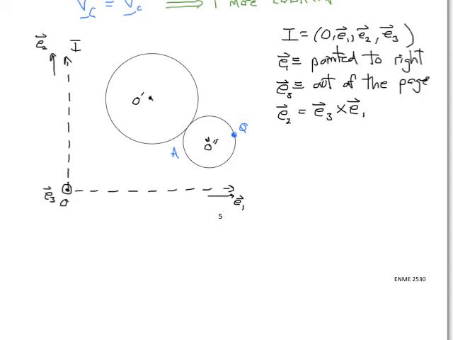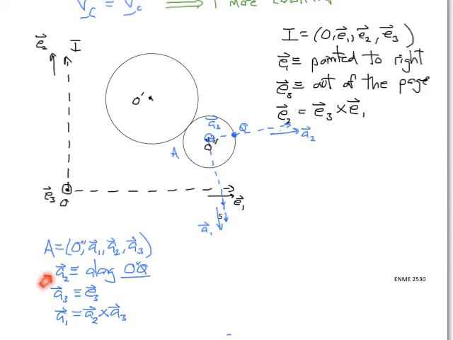Attach a reference frame, and the reference frame is going to have an origin of O double prime, and then A1 pointed this direction, A2 pointed that direction, and A3 out of the page. And so in definitions, it looks like this, where we have A2 is defined along the line O double prime Q, A3 is coming out of the page, so it's the same as E3, and then A1 is equal to A2 crossed with A3. We'll add a third reference frame after we define the point P, which is on the edge of gear B.